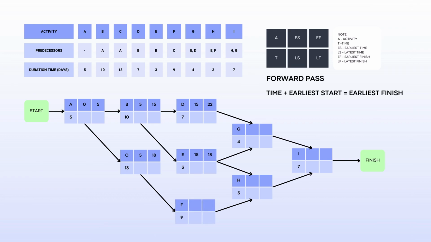Activity F is connected to letter C. We will have 18 as the earliest start, which means we will add 9 and 18, and the answer will be 27 as the earliest finish.